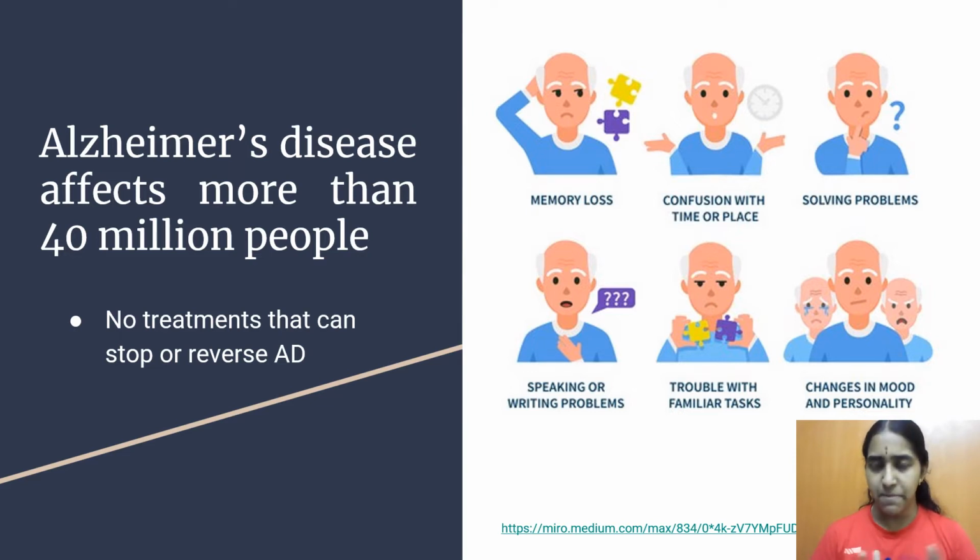Alzheimer's disease is very prevalent, affecting more than 40 million people globally, and you'd be surprised to know that there are no treatments yet that can stop or reverse the disease progression. This is because we still haven't clearly understood how the disease occurs or progresses.